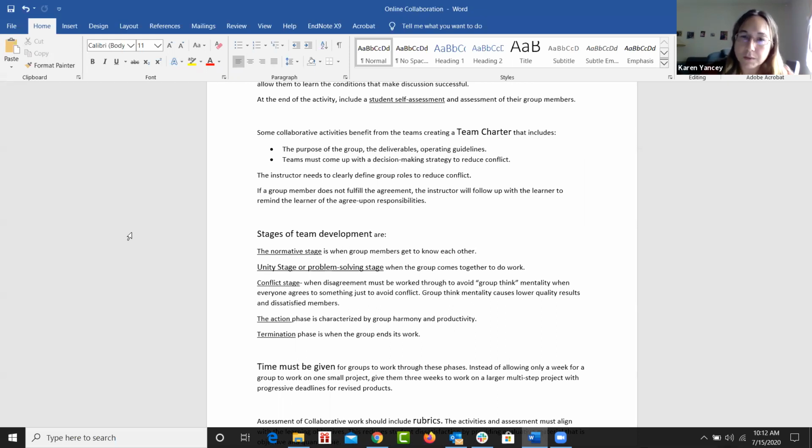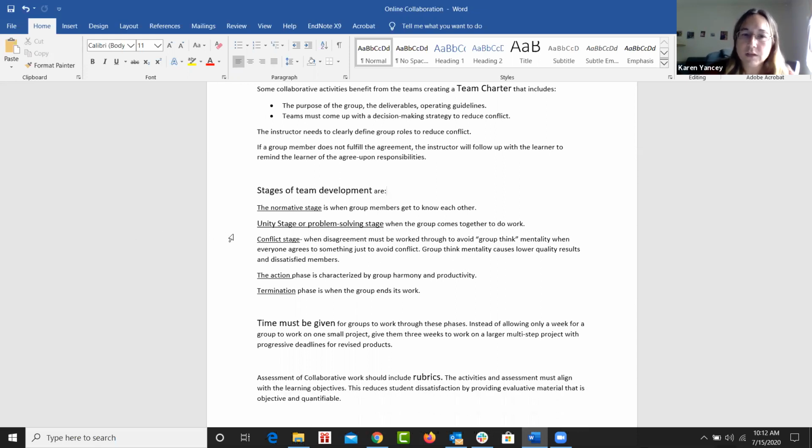The different roles within a group require students to provide different types of support. If group members do not fulfill the agreement, the instructor will then follow up with the learner and remind them of the responsibilities that they agreed to through the team charter.